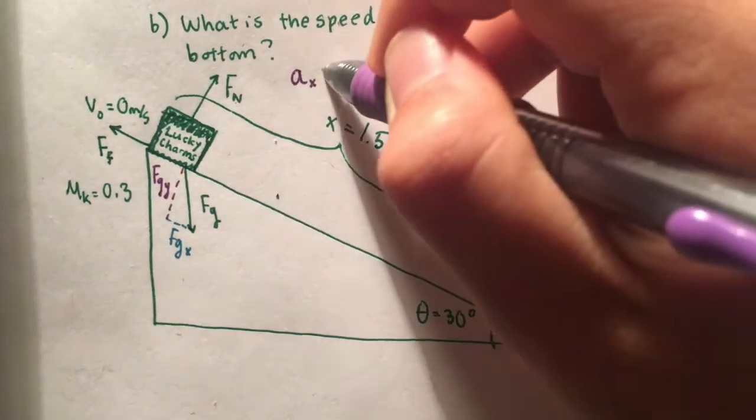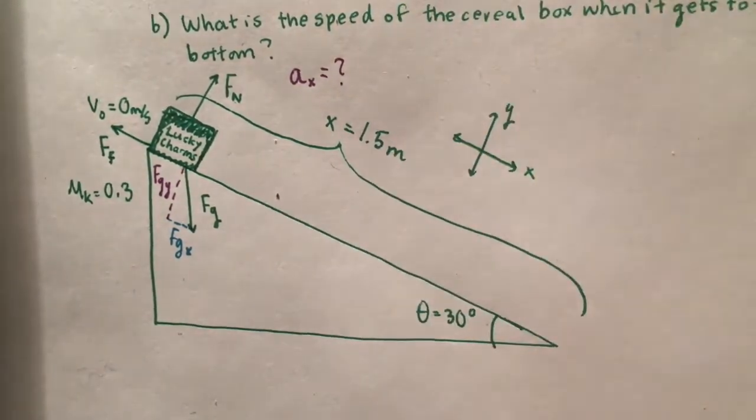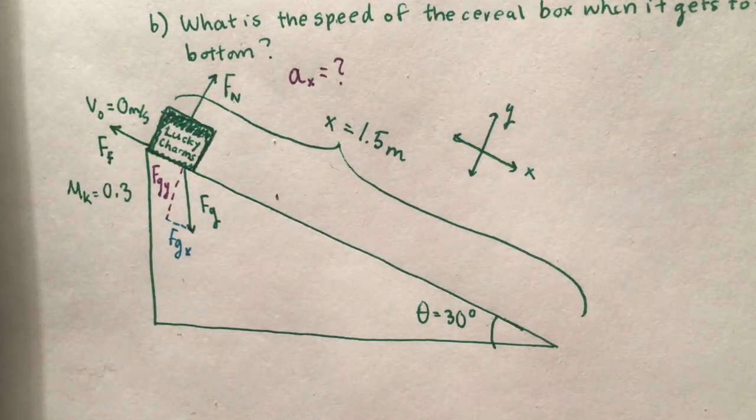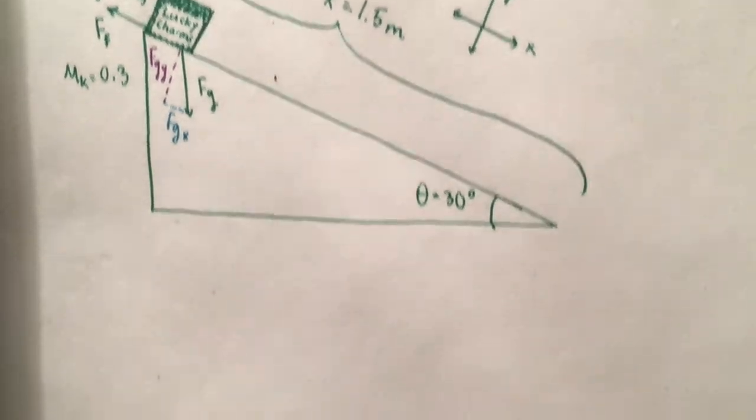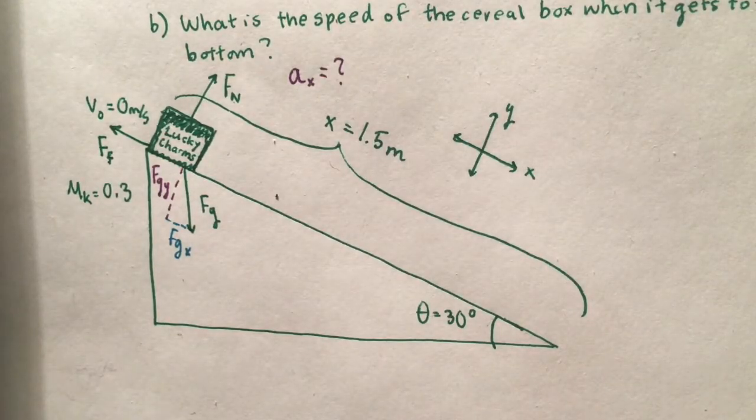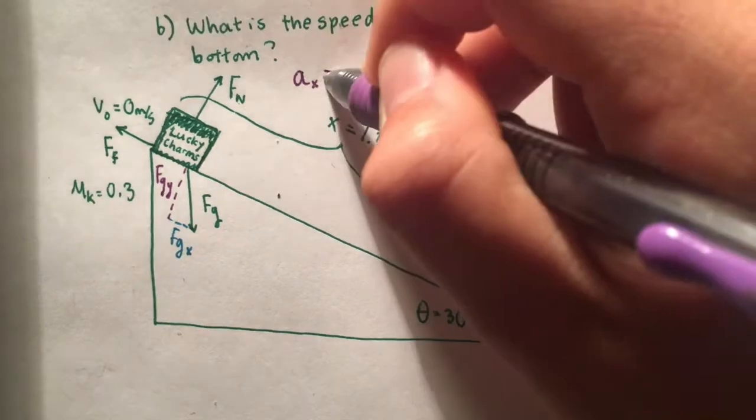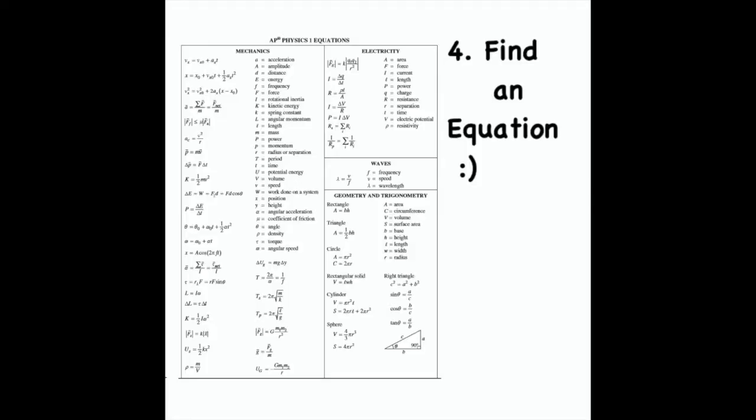There is no a sub y, or vertical acceleration, because the y-axis is perpendicular to the plane and the block is not changing its speed perpendicular to the plane, which means there is no acceleration perpendicular to the plane. So this is our target. Now we have set up the problem. It's time to find an equation.